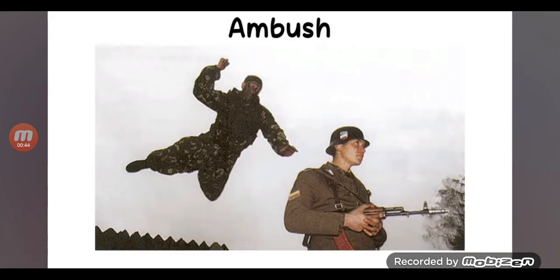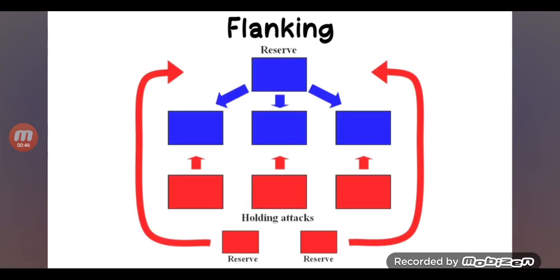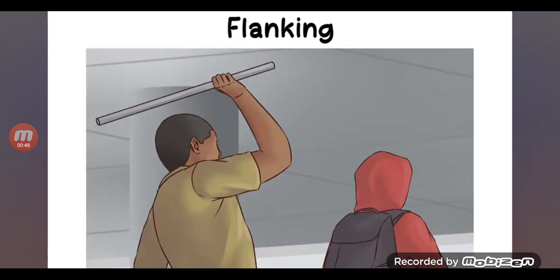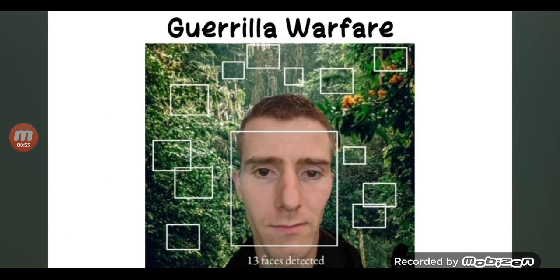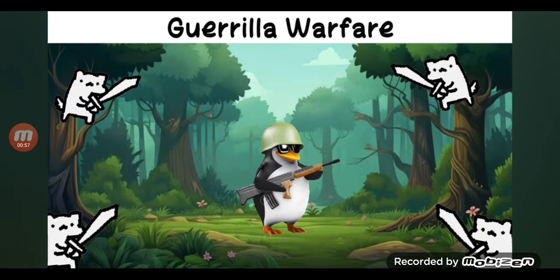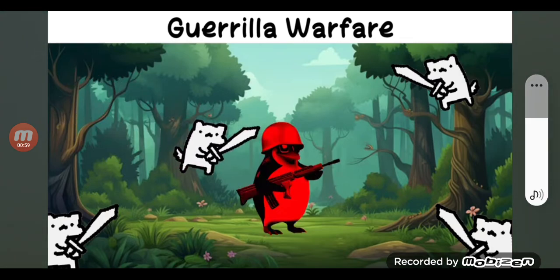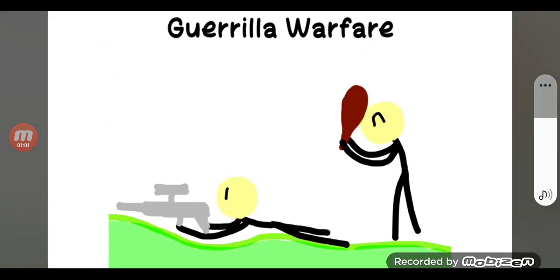Ambush, a surprise attack from a concealed position. Flanking, attacking the enemy from the sides or rear to gain a tactical advantage. Encirclement, surrounding the enemy to cut off escape or reinforcements. Guerrilla warfare, irregular warfare using small mobile forces to conduct surprise attacks, sabotage, and raids.